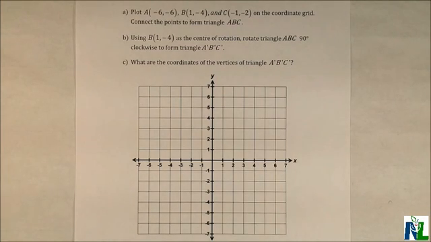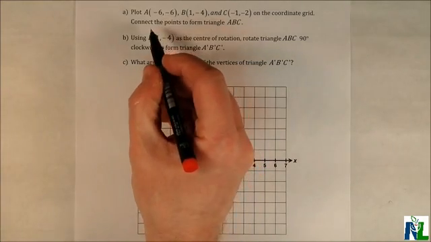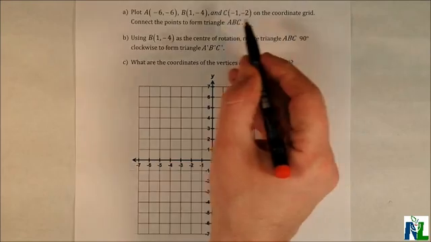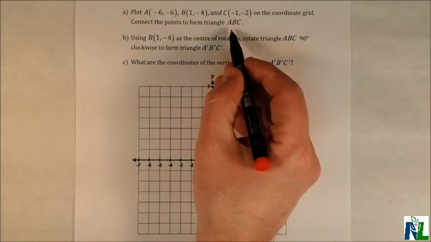I'm going to do a problem that involves plotting points, rotating a triangle using a center of rotation that's on the triangle, and determining the coordinates of the vertices of the image triangle. So first I'm going to plot these 3 points on the coordinate grid, and then I'm going to connect the points to form triangle ABC.